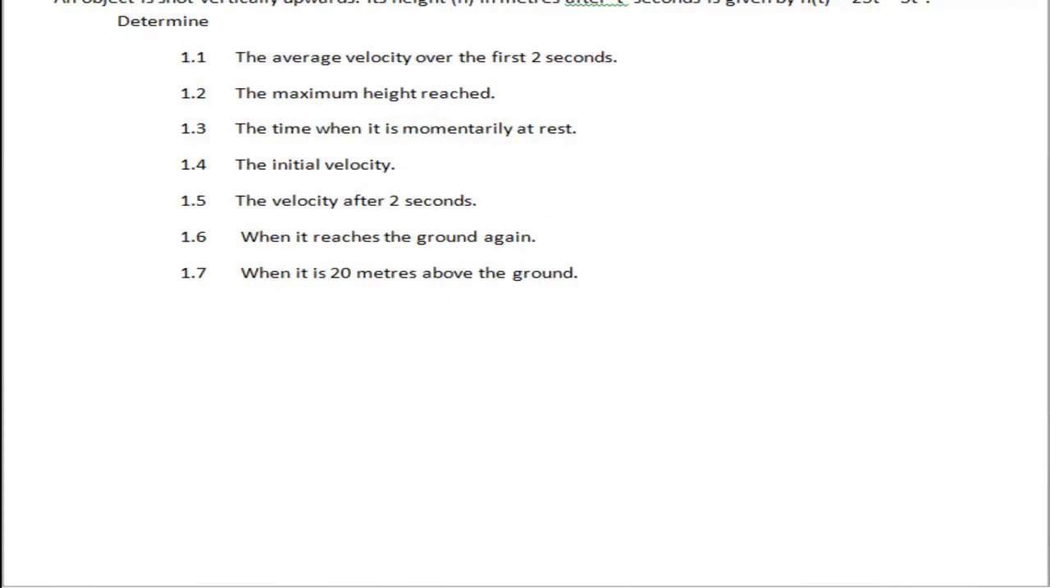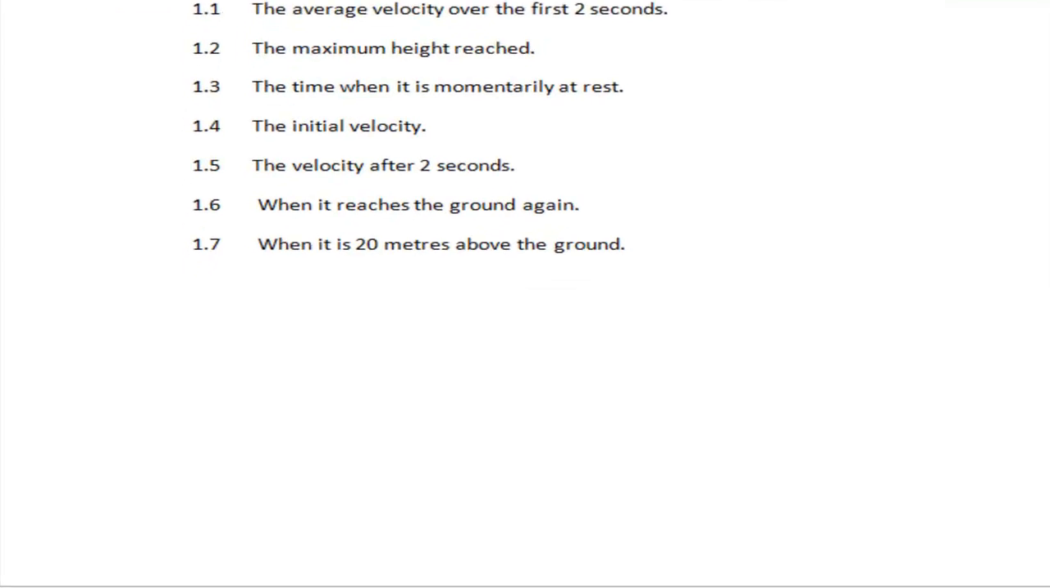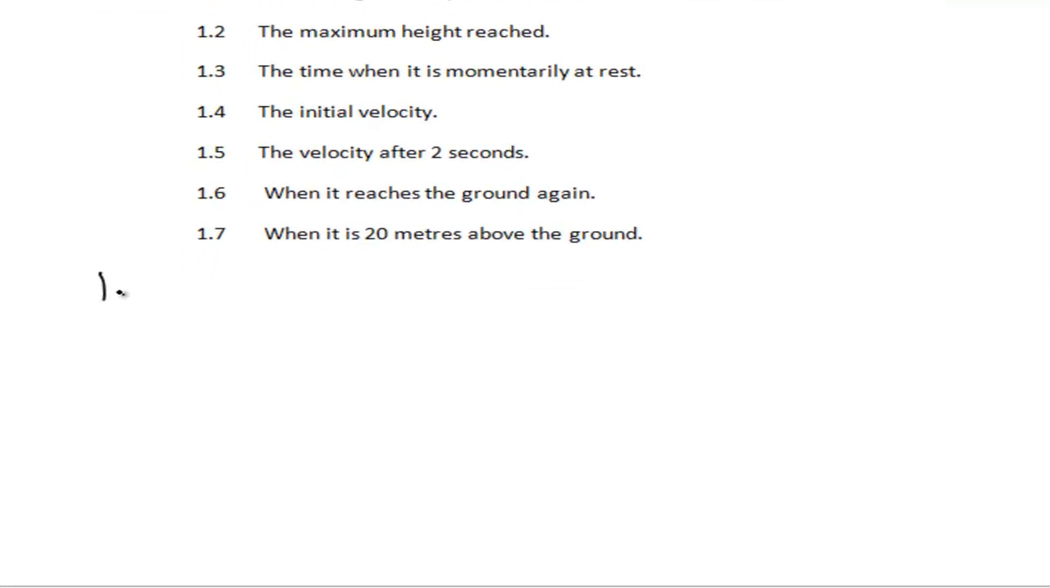This problem is F1 on page 12, and it is: an object is shot vertically upwards. Its height h in meters after t seconds is given by 25t minus 5t squared. 1.1 says find the average velocity.